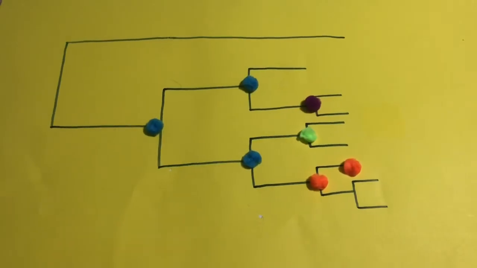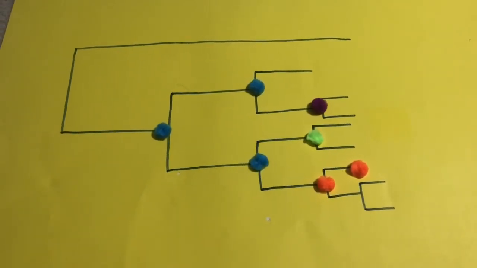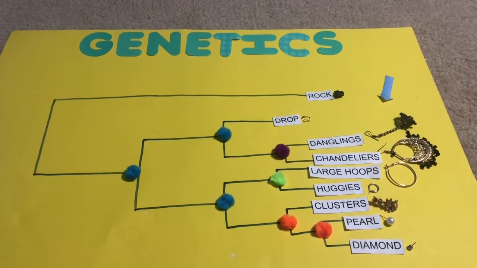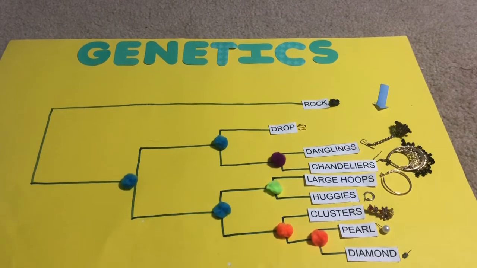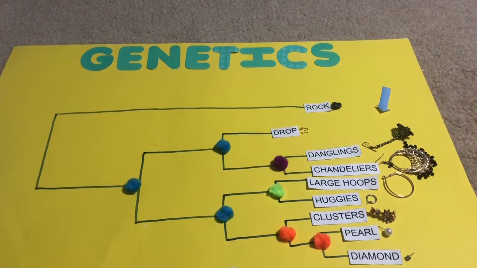A phylogenetic tree is a diagram of the hypothesized evolutionary history of a group of organisms. So here is a phylogenetic tree that shows the evolution of earrings. So the first thing we need for the tree are the OTUs. OTUs, or operational taxonomic units, are species or the groups they were comparing.